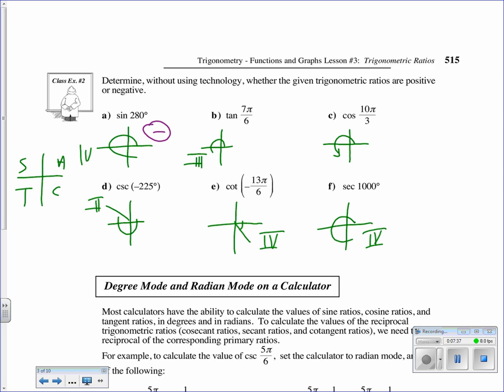When tan's sitting in quadrant number 3, it's positive. When cosine is sitting in quadrant number 3, it's negative. When cosecant, which is related to sine, is sitting in quadrant number 2, it's positive. When cotangent is sitting in quadrant number 4, it's related to tan, it's negative. And when secant, which is related to cosine, is in quadrant number 4, it is positive.